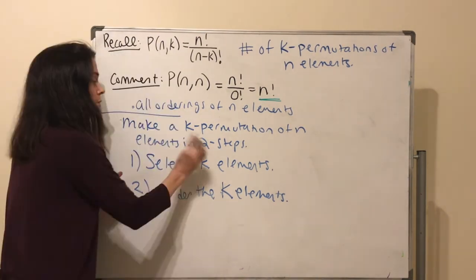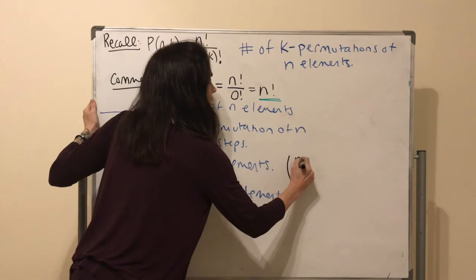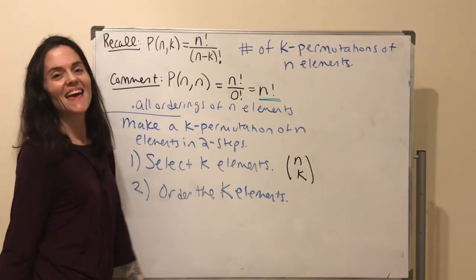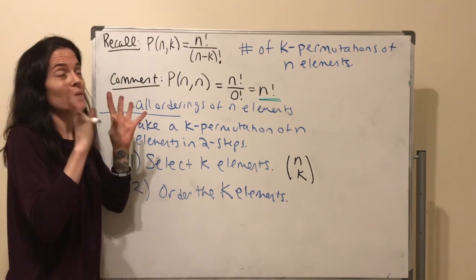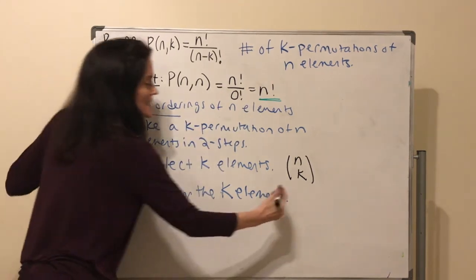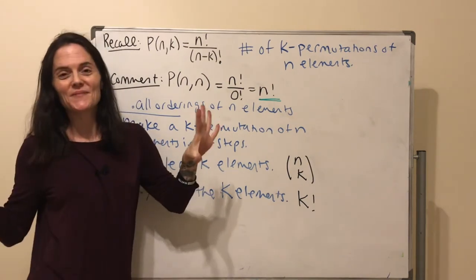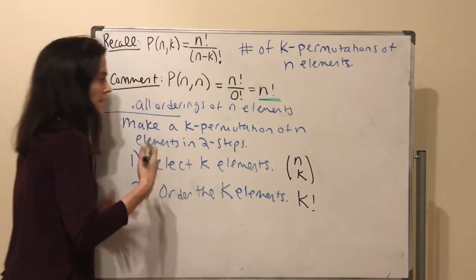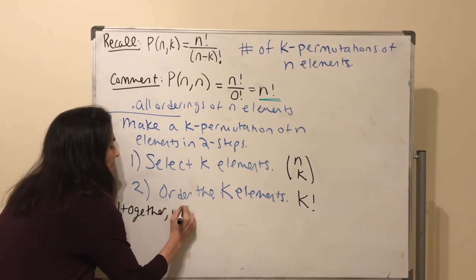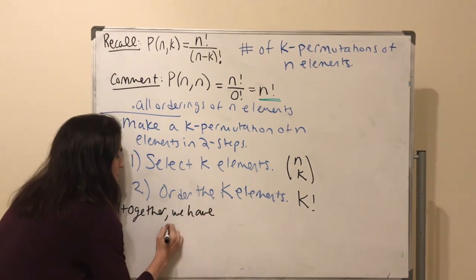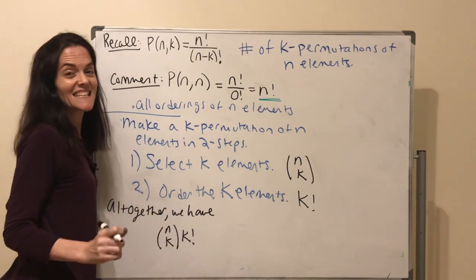Now let's just count. Well, in step 1, how many ways to do this are there? There are n choose k. We're just selecting the k elements. And in step 2, order them. Now we have k elements, and we want to order them. And this goes back to this discussion, except it's k factorial. We have k elements in our hand unordered, and we want to order them. K factorial ways of doing this. So altogether, multiplication rule, we have n choose k times k factorial k permutations.